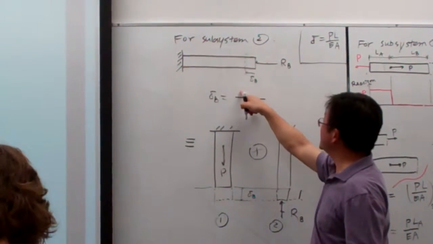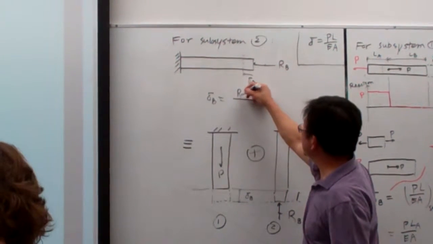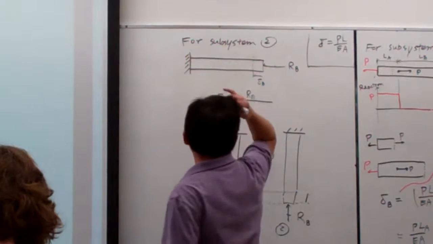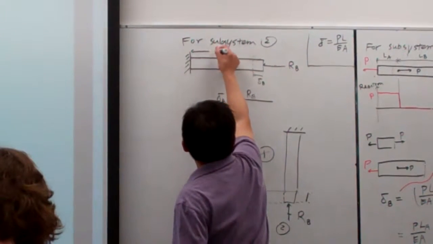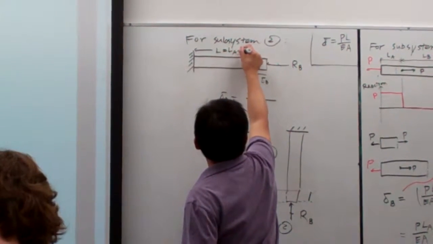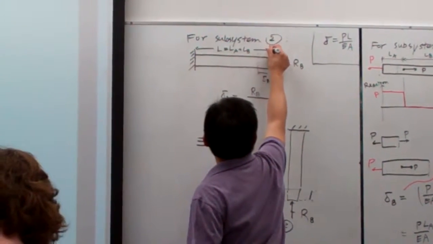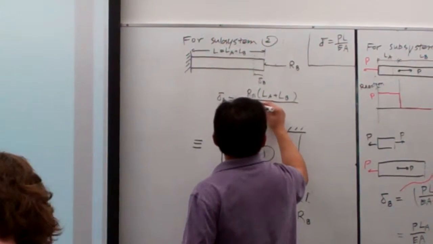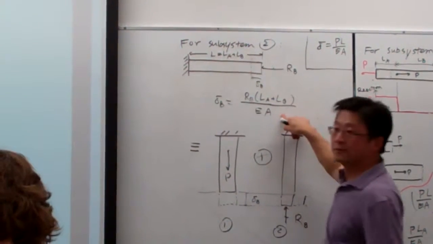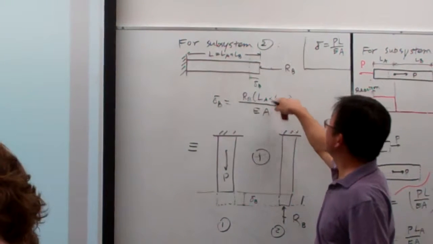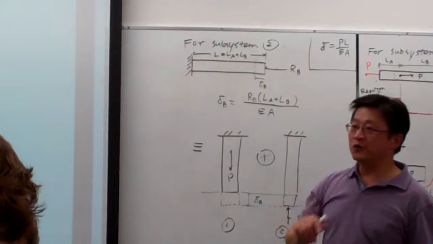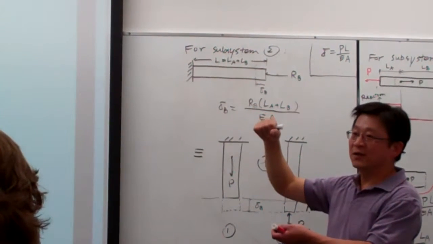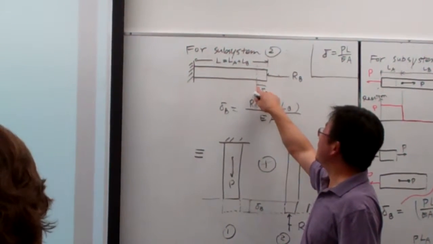And for this case, what is the P? P is the force RB. And what is L? Let me call the whole entire length L, which is basically equal to LA plus LB. So this is LA plus LB over EA. Wait, so that includes the deformation? Including deformation, again, back to our original deformation, we ignore it, we just take the original length. In practice, the deformation is very small.